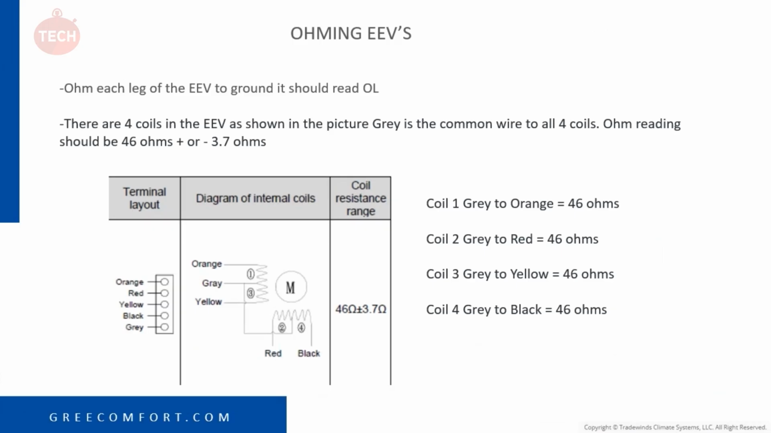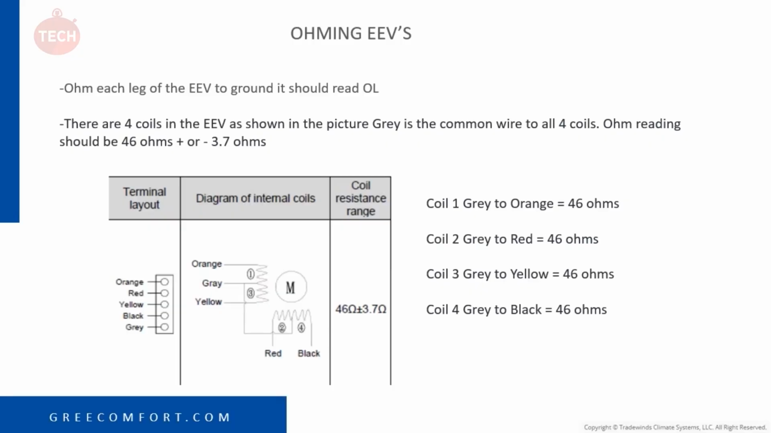They should be, in this example, 46 ohms. As long as they're close to each other, that's what we're looking for. It doesn't have to be perfect, but somewhere around 46 ohms, and as long as they're all within a few ohms of each other, they should be good. And then ohming each leg to ground should be OL. Because if we have a reading between ground and any one of those colors, orange, red, yellow, black, or gray, then we have a grounded EEV. So we can replace that.